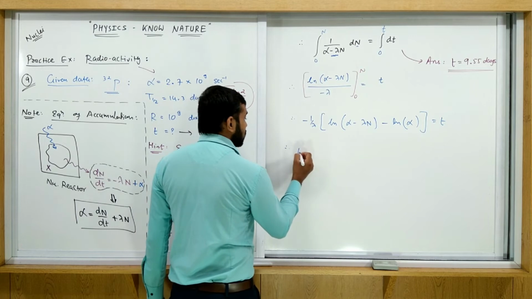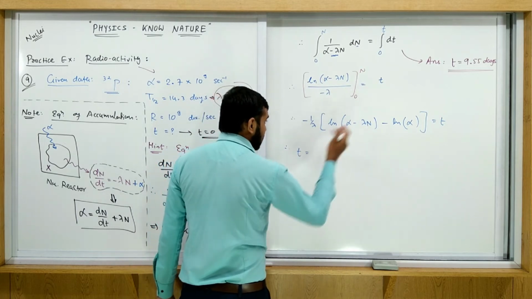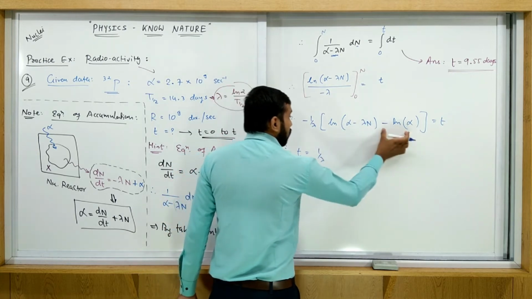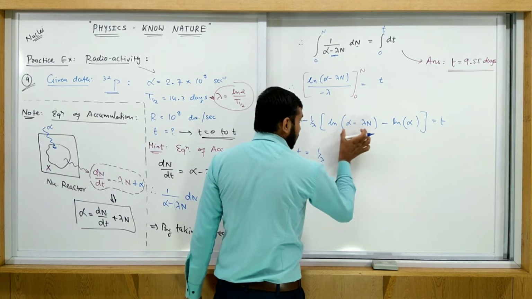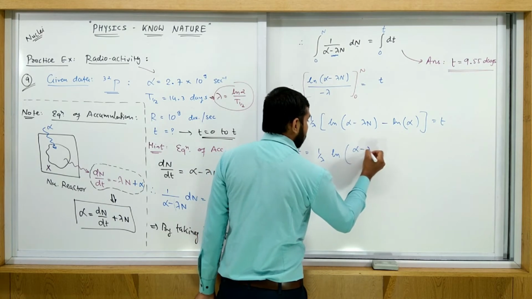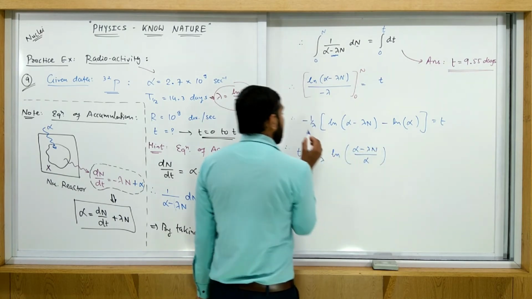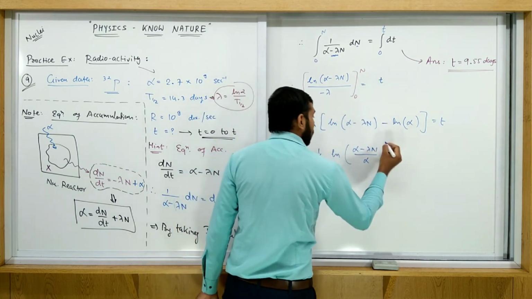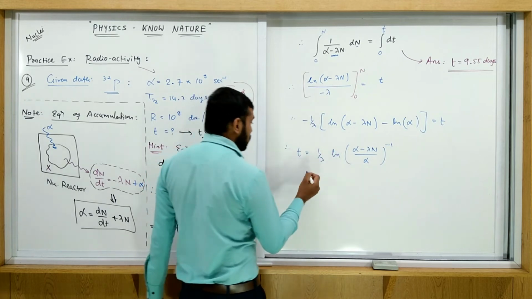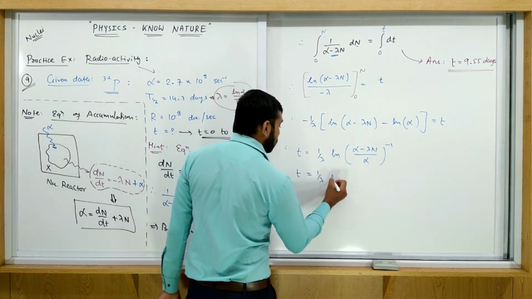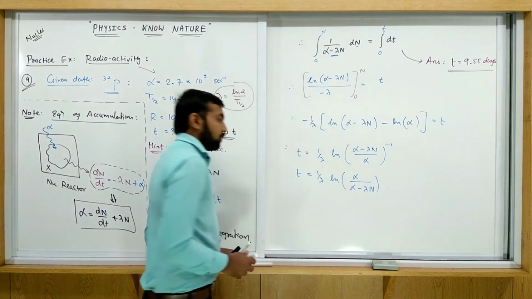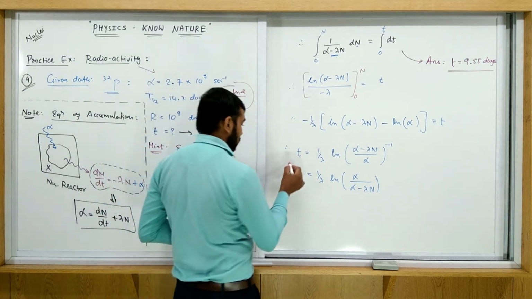So find t here. The minus sign is here, so t is equal to 1 upon lambda, and using ln x minus ln y equals ln of x upon y, we get ln of alpha minus lambda N upon alpha, and now we take the minus 1 into the power. So what is your answer? t is equal to 1 upon lambda ln of alpha upon alpha minus lambda N. Ready? So this is our answer.